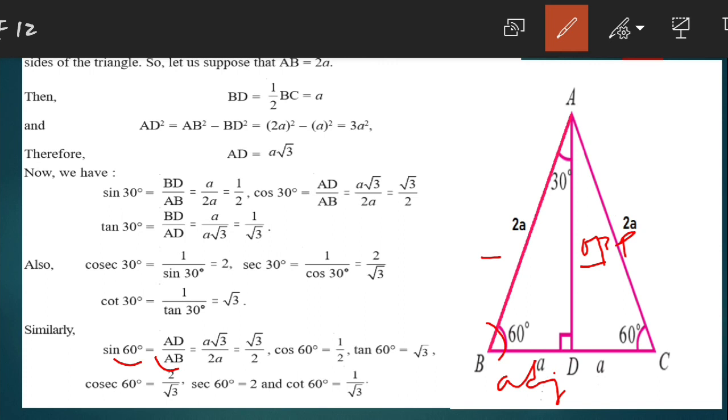Put the value of AD by AB, it will be root 3 by 2. Similarly cos 60 will be adjacent by hypotenuse, that's why half. Similarly tan 60 will be root 3, cosec 60 is reciprocal of sin 60, that's why 2 by root 3. Sec 60 is reciprocal of cos 60, that's why 2, and cot 60 will be 1 by root 3.